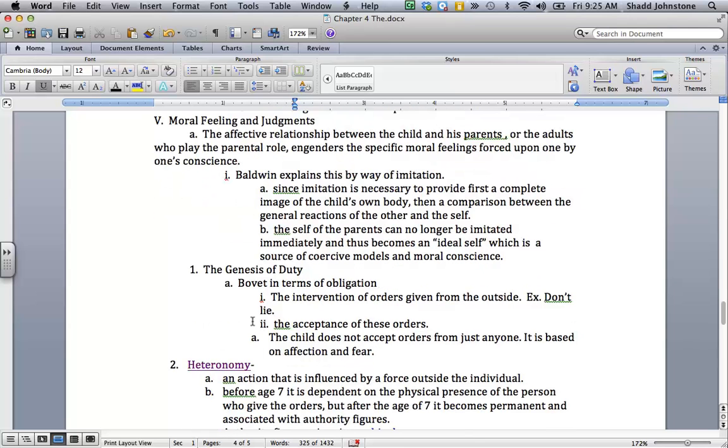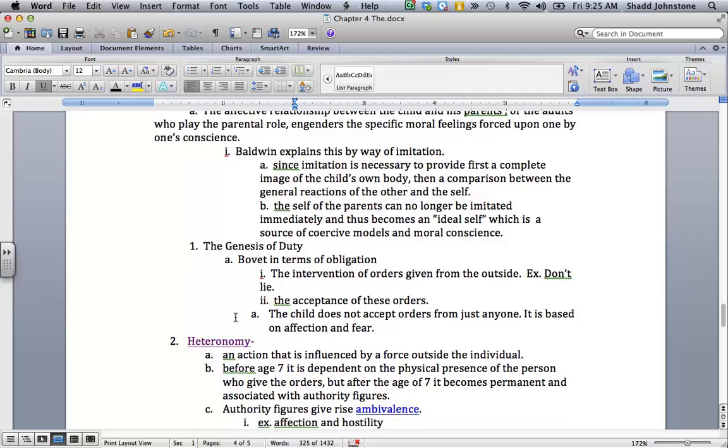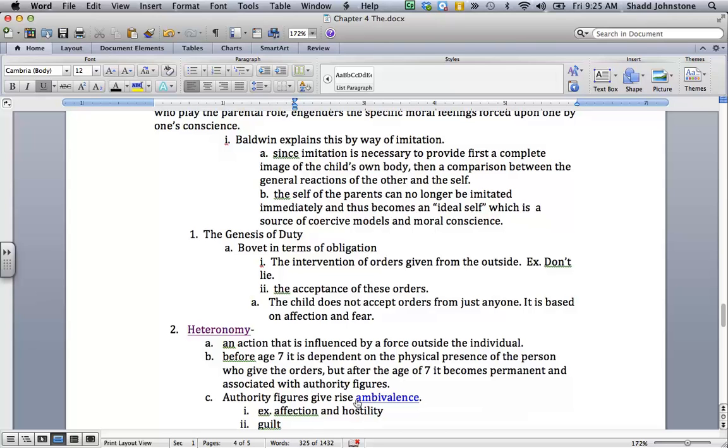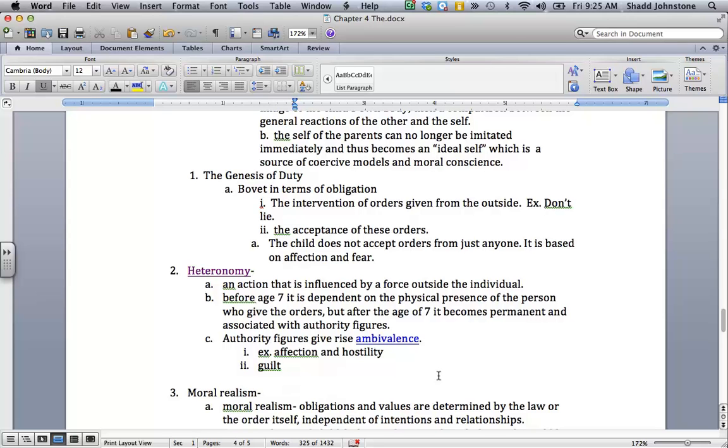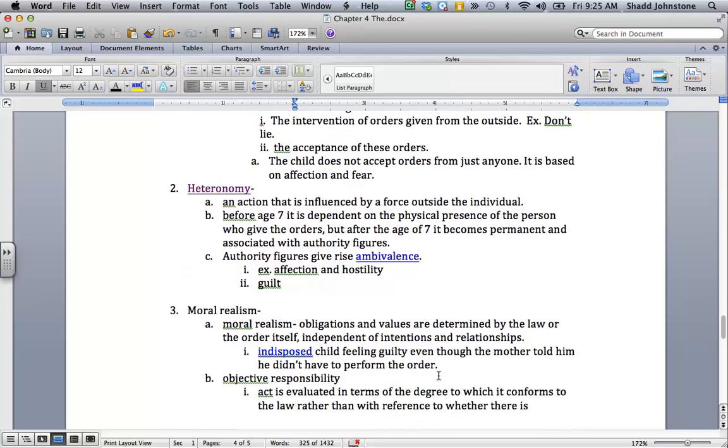Then we get into the genesis of duty, which we can tell kids don't lie, but they don't figure it out till later why we don't lie. In the heteronomy, which I hope I'm pronouncing these right, which outside influences, and how we do influence kids, and there's also, I had to look up ambivalence. That helped me a lot to understand this chapter, and also about moral realism, which was interesting.